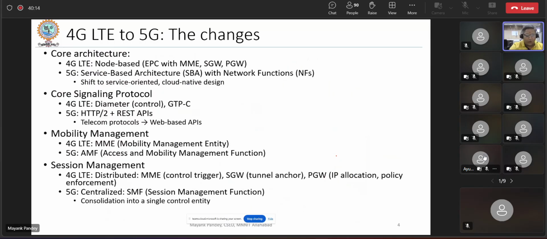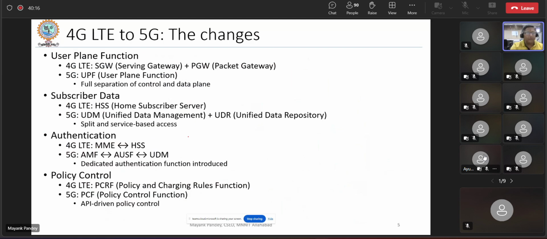Fine. Moving further, I told you about the user plane function. Then there was HSS, the subscriber data. Remember in 2G, 3G, what was the name in place of HSS? Anybody can answer? HLR, HLR. And one more was there. VLR, visitor location register. So HLR and VLR.